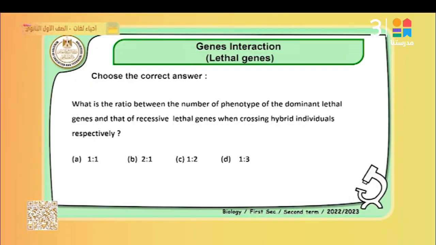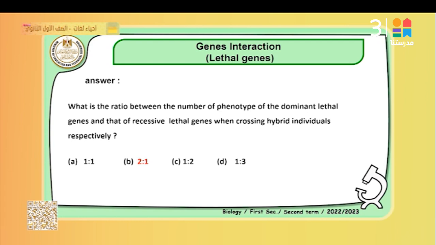But in the recessive lethal genes, C capital is green. C capital C small, green. But C small C small is the absence of the chlorophylls, it is death. So only 1 phenotype is found, C capital C capital and C capital C small. 1 phenotype, 2 genotypes. So the ratio between the phenotypes in dominant lethal genes, that represents 2 phenotypes, and in the recessive lethal genes, it's 1 phenotype. The ratio is 2 to 1. The best answer is B. That's right.